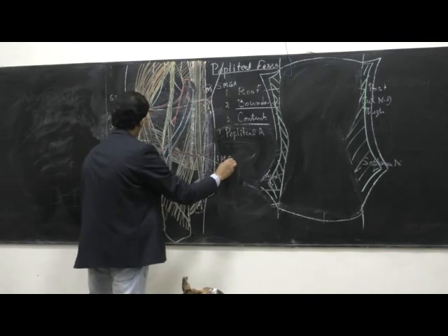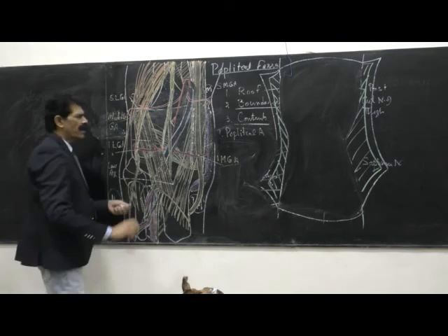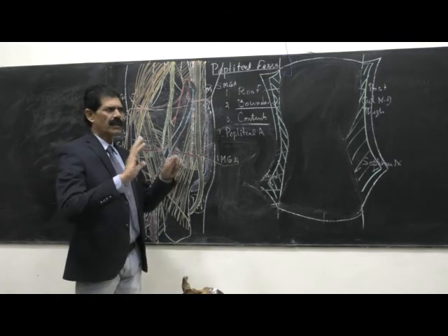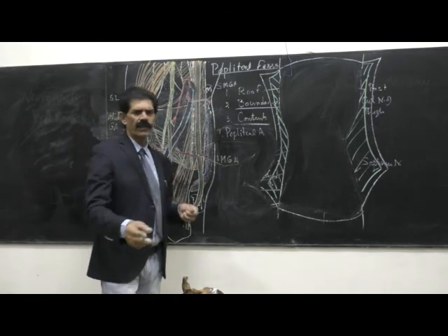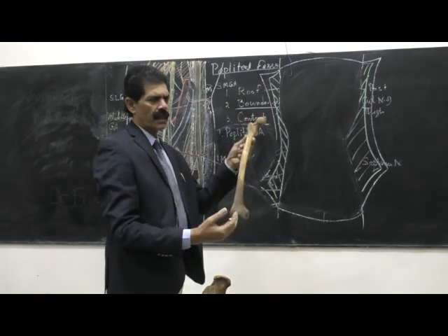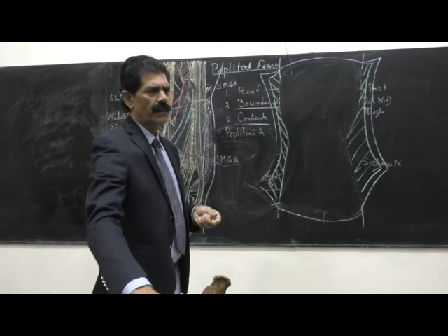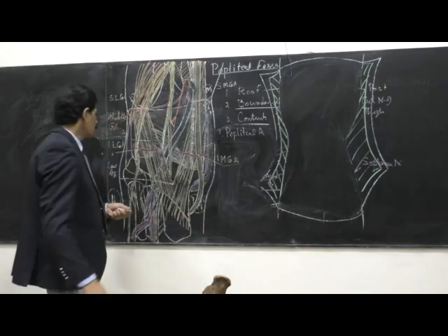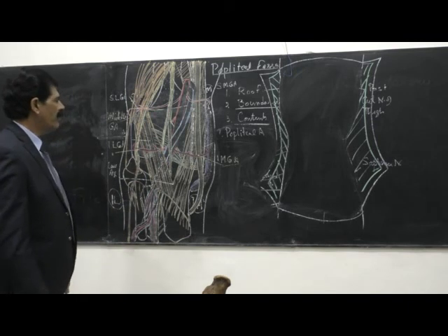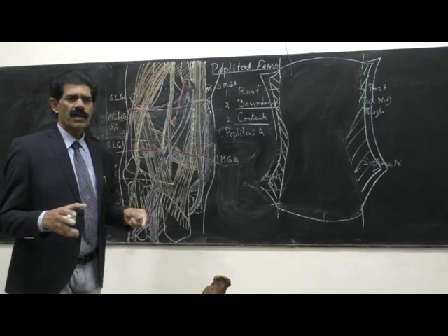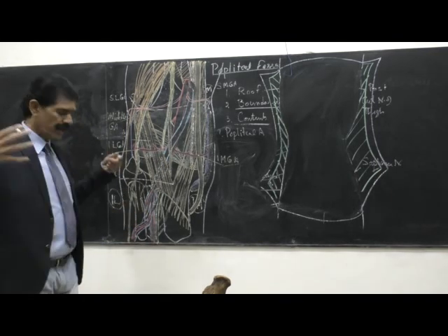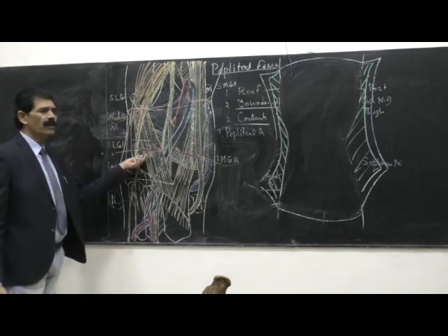So these genicular arteries form a good arterial anastomosis posteriorly, and all these arteries skirt around the condyles of the femur, and then they come on the front part and supply the knee joint, the upper end of the tibia and the lower end of the femur. They have very good arterial anastomosis, because we know the knee joint is a weight bearing joint. Whenever we stand, the whole of the weight falls on our knee joint, so a good arterial supply is there.